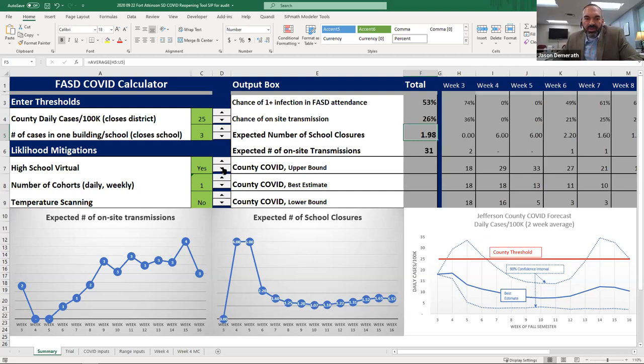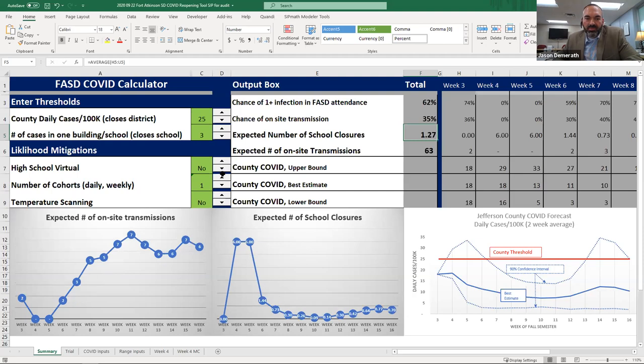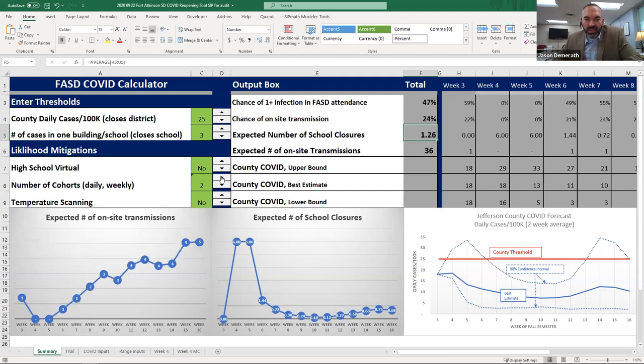So click that back to no and then put in cohorts. Right now we have one cohort attending all day, every day. You change to 2 and it drops to 36 transmissions. And again, 3 or 4, maybe 5 towards the end. In the bottom right-hand corner, the initial estimate has it dipping in the middle of the semester and then maybe coming back up around Thanksgiving as people travel and weather gets worse and those kinds of things. So that's the kind of information we're looking for.